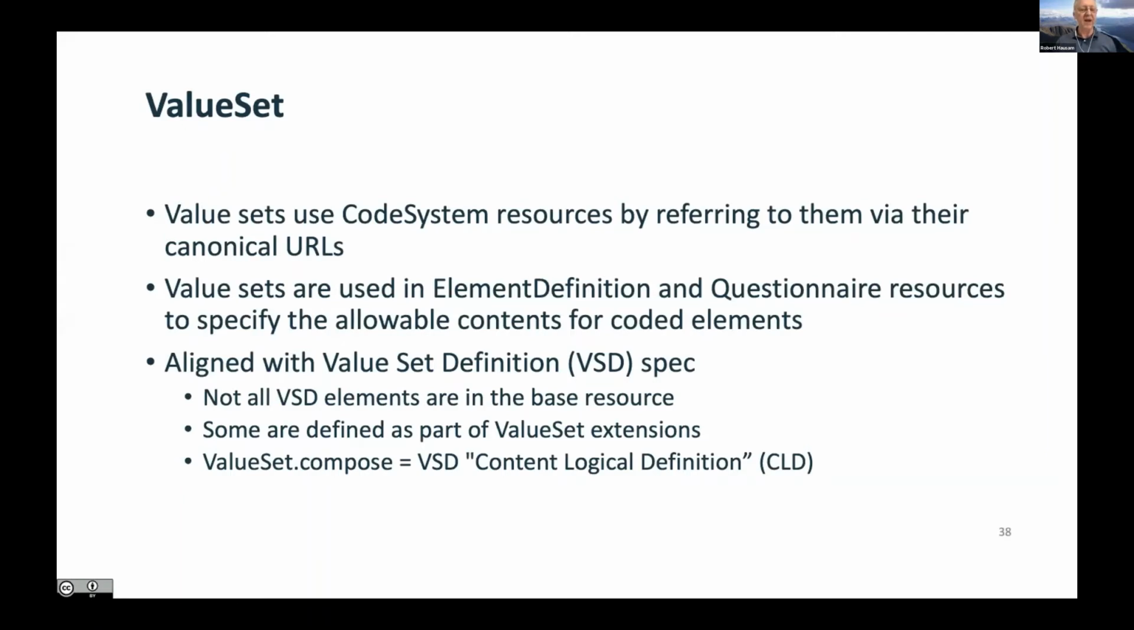Again, we saw how the diagram was built on each other. ValueSets use the code system resources by referring to them through those canonical URLs that I mentioned. And we use them in element definition and questionnaire resources to specify the allowed contents for the coded elements. That's the binding that we talked about earlier. In case you know about the ValueSet definition, the VSD spec, we attempt to align with that as closely as possible, sometimes with extensions, but we'll talk in detail about that right now.